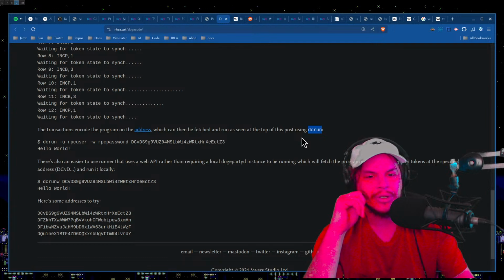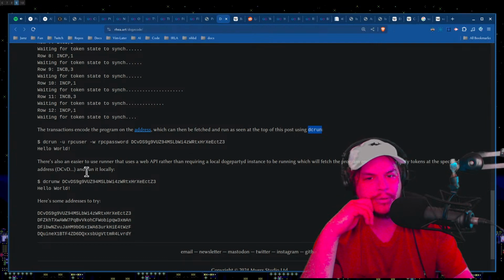There's also an easier way to use the runner that uses a web API rather than requiring a local Doge Party D instance to be running, that will fetch the program encoded as Doge Party tokens and specified.